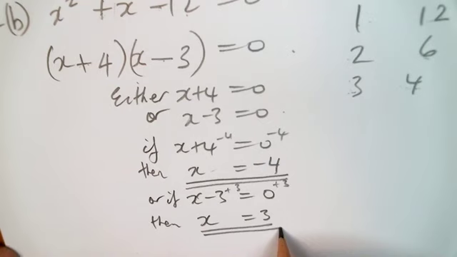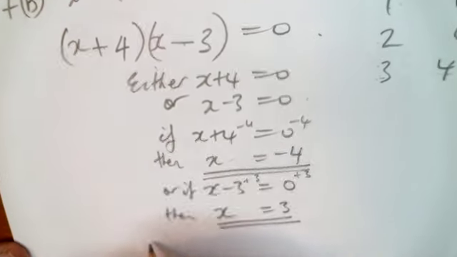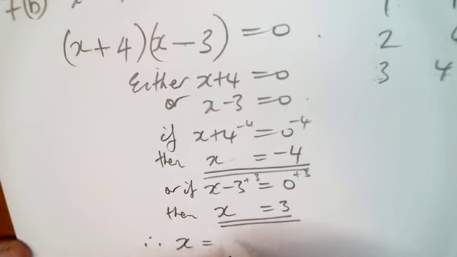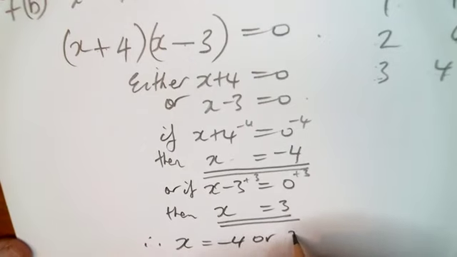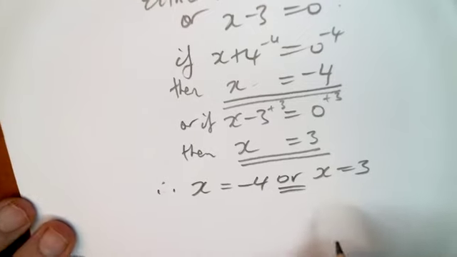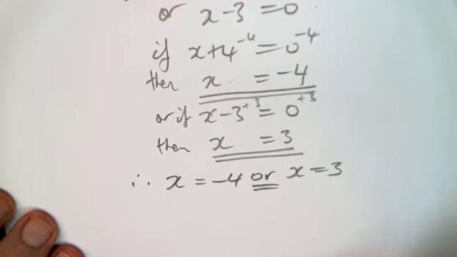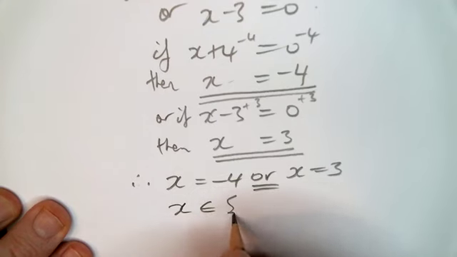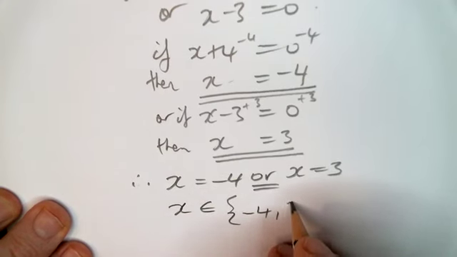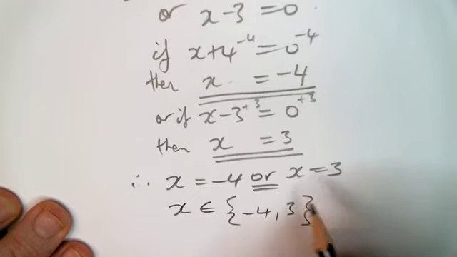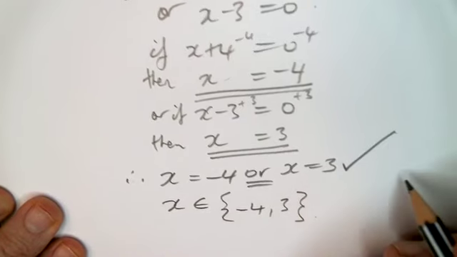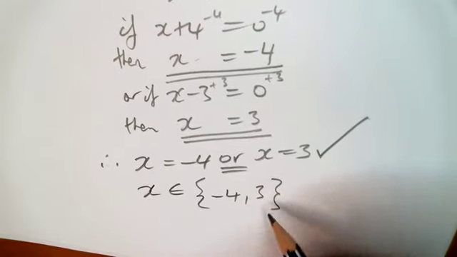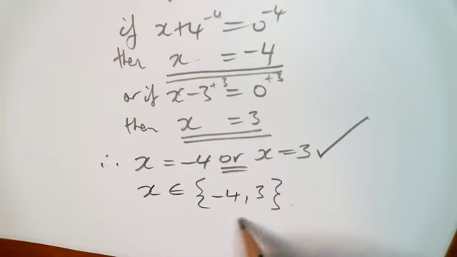So let's have a look at that. So I can say, therefore, x is equal to negative 4 or x equals 3. Or is a very important thing to write, by the way, because it's not and, it is or, in fact. So we could write again, this is x is an element of negative 4, comma 3. This, by the way, is a perfectly good way of writing it, but if you wish to write it in set builder notation, this is also a highly professional way of expressing your answer.